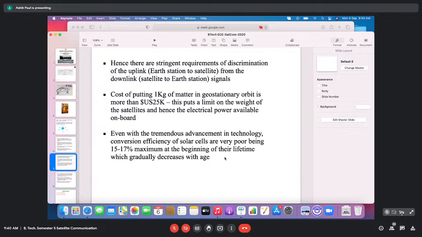So they also have to keep in mind that they cannot put too much hardware into the satellite, because that will further increase the cost of launching. And at the same time, they have to be very careful about the electrical power requirement, because the solar cells are very poor converters of energy.